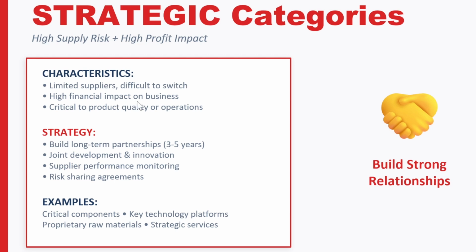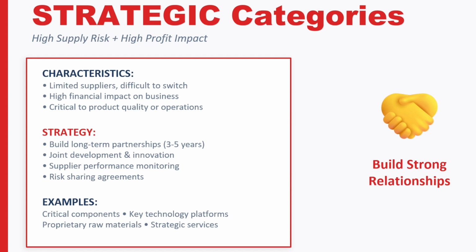They have high financial impact on the business and they are critical to the product quality or operation. The strategy for these kinds of suppliers should be to build a long-term partnership, at least 3 to 5 years. Then you need to be involved in joint development and innovation. You also check supplier performance monitoring and the risk sharing agreement as well.